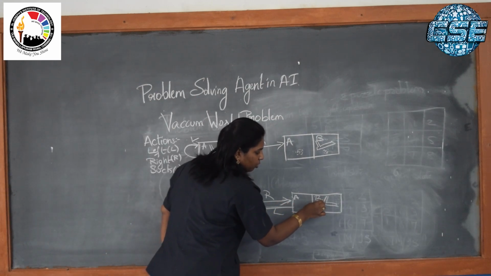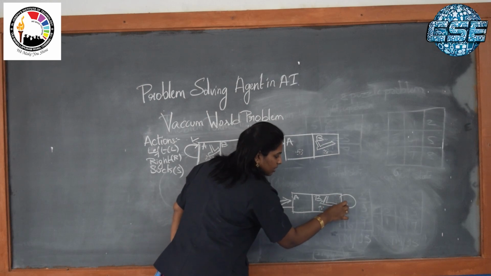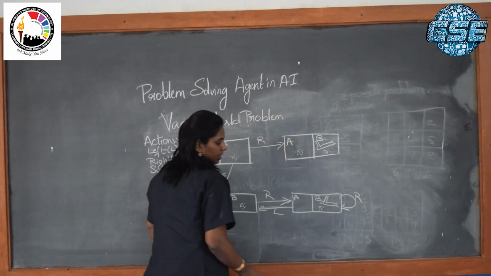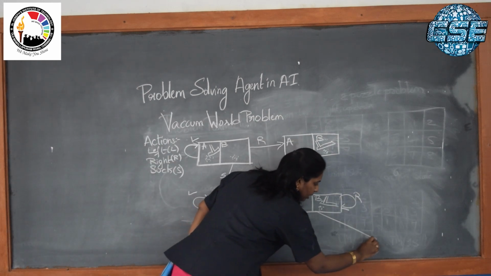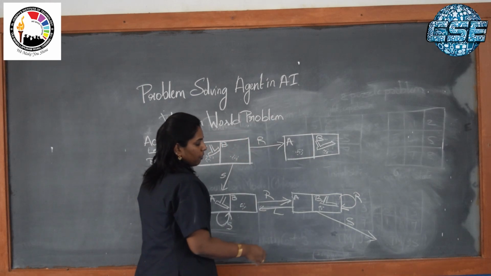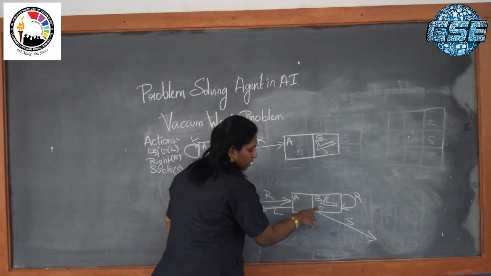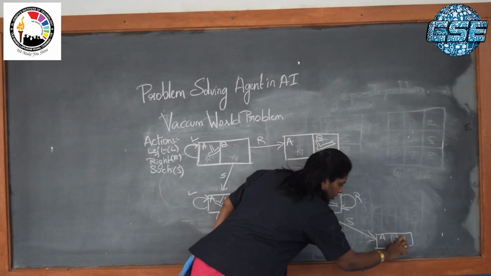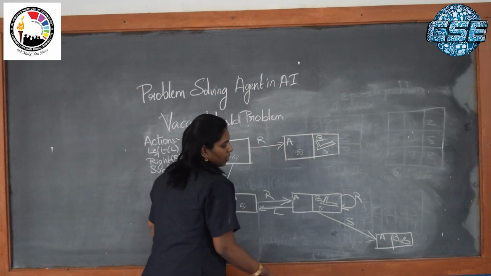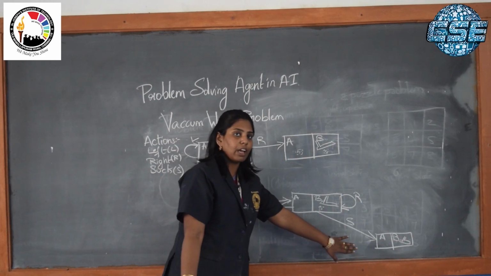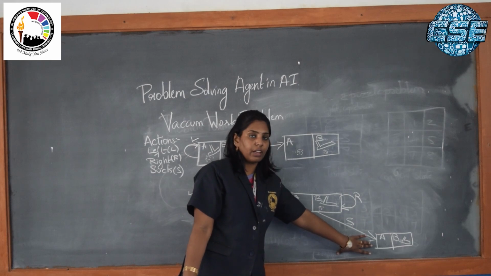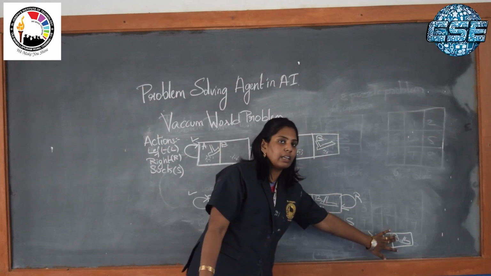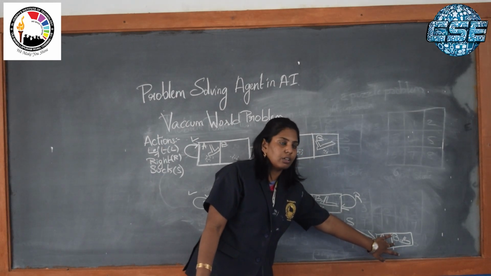For the right action, if you do the right action, it will be inside this loop only. We can't move beyond B. So this will be our right action. The next action is removing the dirt, that is yes. We have to remove the dirt using suck. So I am removing the dirt here. This will be our new transition model, and we have to check whether we have reached the goal state or not. In both the rooms we do not have any dirt here. So it has reached the goal state.